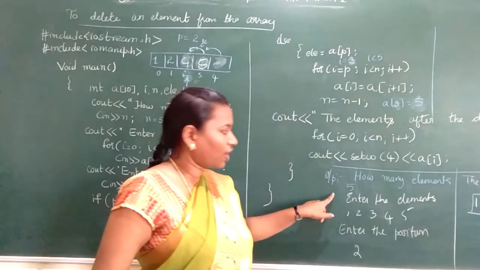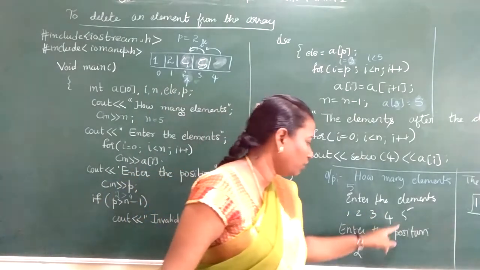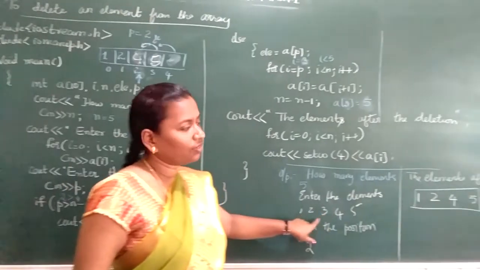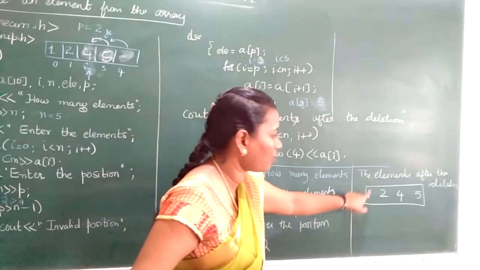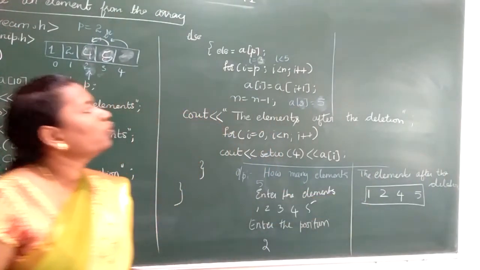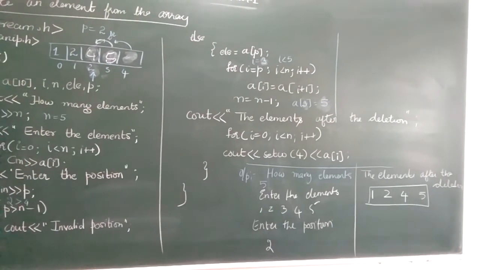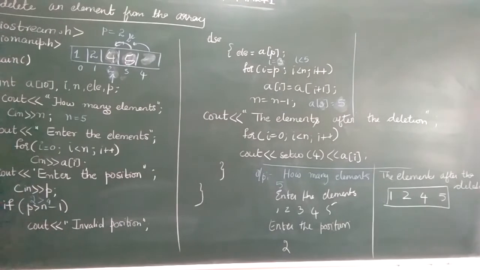After the deletion we have the array elements. How many elements? 5. Enter the array elements 1, 2, 3, 4, 5. I have entered the position 2, that is positions 0, 1, 2. So at position 2 we have 3. Now the elements after deletion are 1, 2, 4, 5. So this is about deletion.